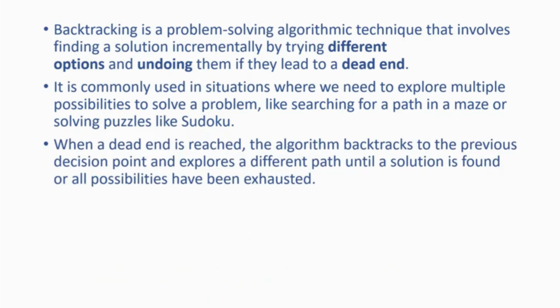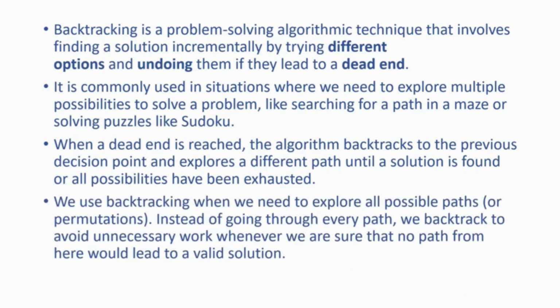When a dead end is reached, the algorithm backtracks to the previous decision point and explores a different path. This continues until a solution is found or all the possibilities have been exhausted. So with this mechanism, when a dead end is reached, the algorithm backtracks to the previous decision point, and from there it explores a different path. This process continues until a solution is found or all the possible paths have been exhausted. We explore all the paths.